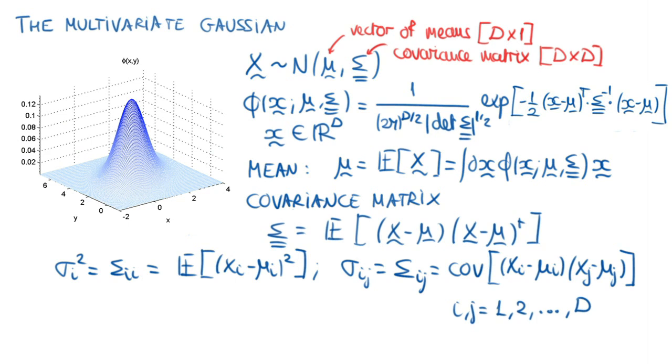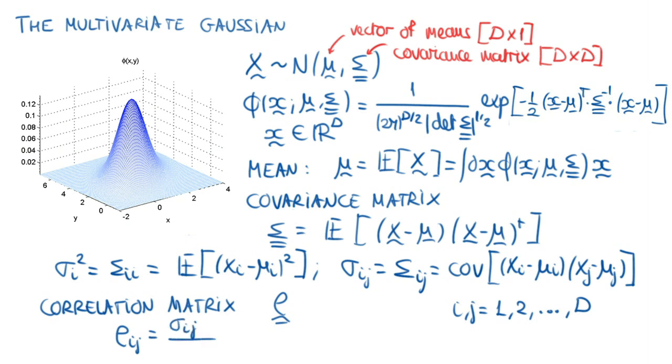From the elements of the covariance matrix, we can define the correlation matrix. The ijth element of the correlation matrix is simply the covariance between the i and j components over the geometric mean of the variances for each of the components. Notice that the diagonal elements of the correlation matrix are equal to 1 and that the off-diagonal elements are smaller or equal to 1 in absolute value.